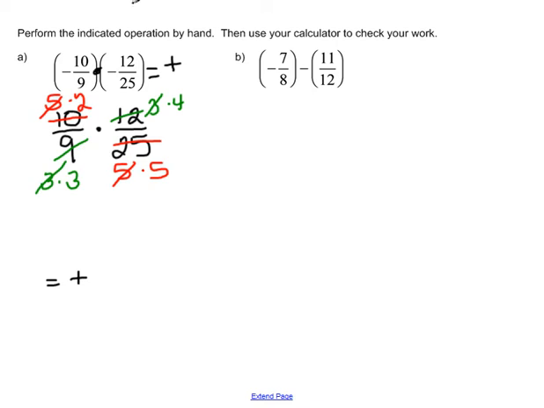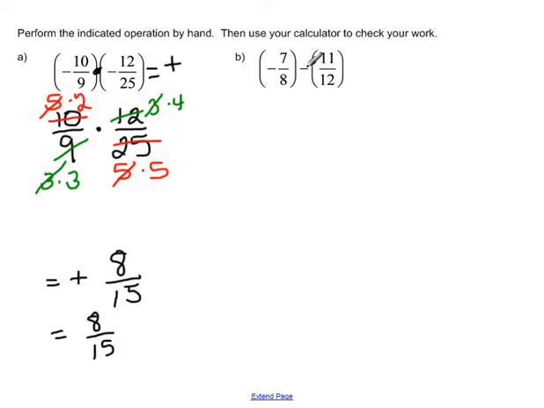Now we just multiply whatever's left. 2 times 4 is going to give me my new numerator of 8, and 3 times 5 is going to give me my new denominator of 15. And remember we had said that our final answer was going to have to be positive because we were multiplying two negatives. So we can write our final answer just as 8 over 15.